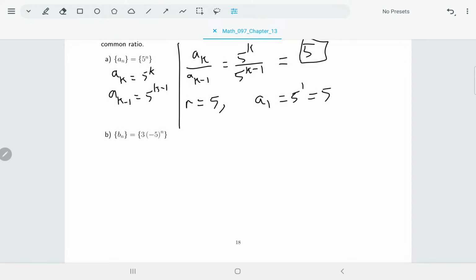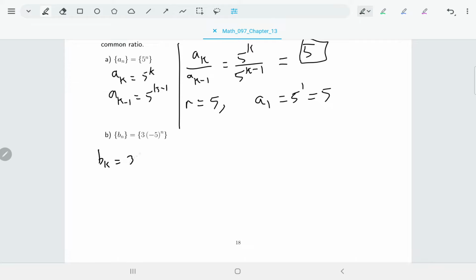All right, B, we can see that this is going to be an alternating sequence because we have a negative number being raised to a power. So I know that when the power is an even number, we'll get something positive. When the power is an odd number, we'll get something negative. Anyhow, let's continue on first by showing it's geometric.